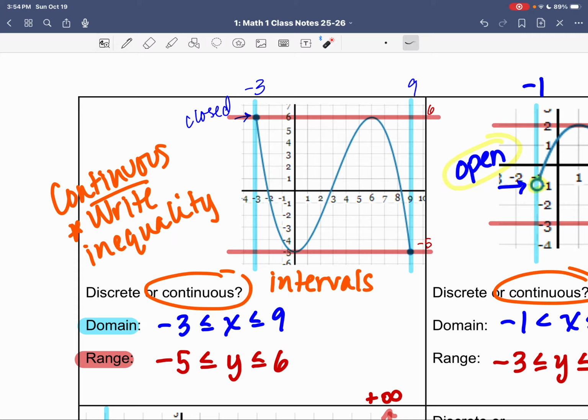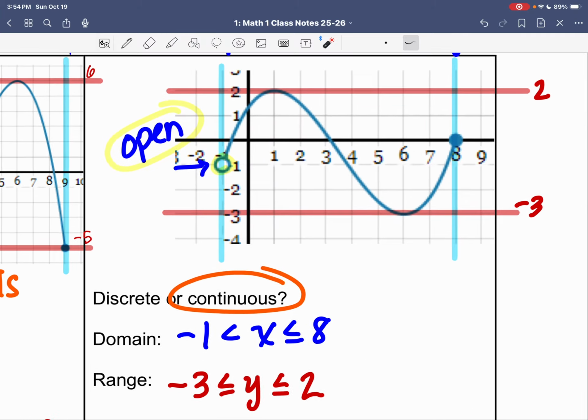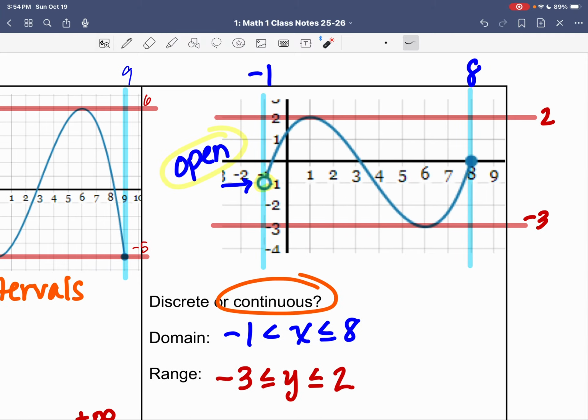All right, so now let's look at this one. Now I'm going to leave the lines on there so we can just see this. But first off, is this discrete or continuous? Well, it's the line connecting it. It's not all separate points. So this is continuous. And now remember, your domain are your x values. So we're looking at our x's. So it goes from here all the way to here. And this point is -1.